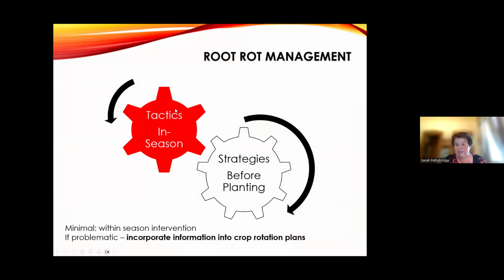Our plant populations are already set. So there's minimal within season intervention, but it's really strategies, things that we can do prior to planting, which are going to try and reduce our crop loss caused by root rots in the future. So if it has been problematic in certain fields in the past, we can try and incorporate that information into our crop rotation plans.